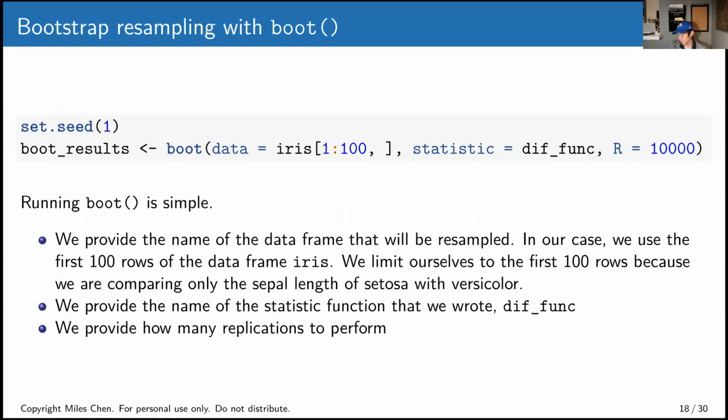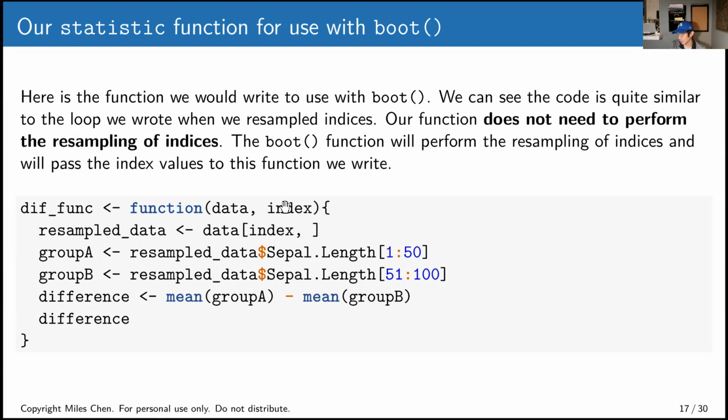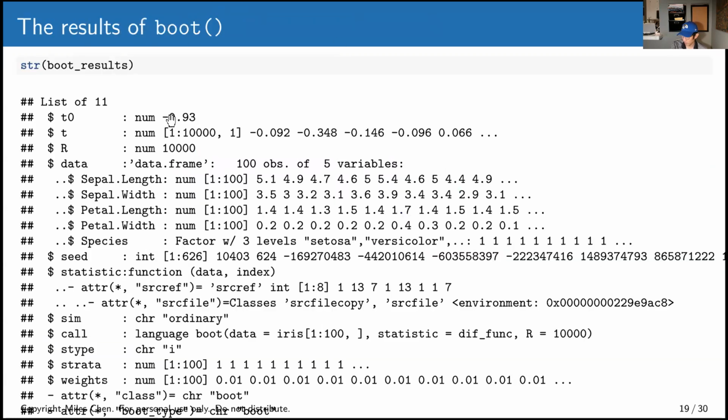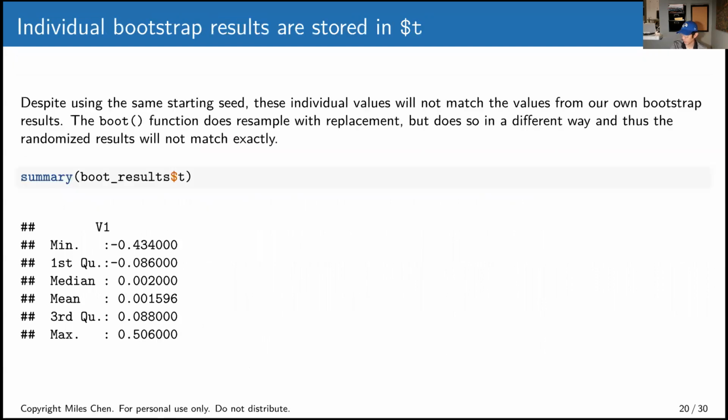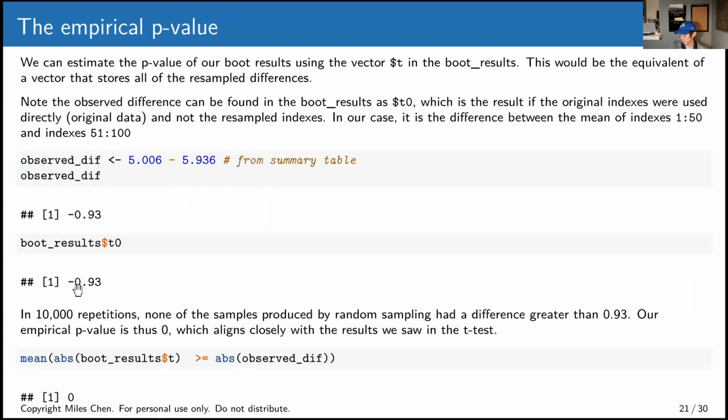But t0 is what you would get if you just passed the vector 1 through 100. So no shuffling: what if you took the original data and put the first 50 values into group A and the next 50 values into group B? Group A would then be the mean of setosa, and group B would be versicolor, because if you didn't do any shuffling, the first 50 are all setosa and the second 50 are all versicolor. So if you did no reshuffling, what kind of difference would you get? You would get a difference of -0.93, basically setosa versus versicolor. And that's what we're getting here.